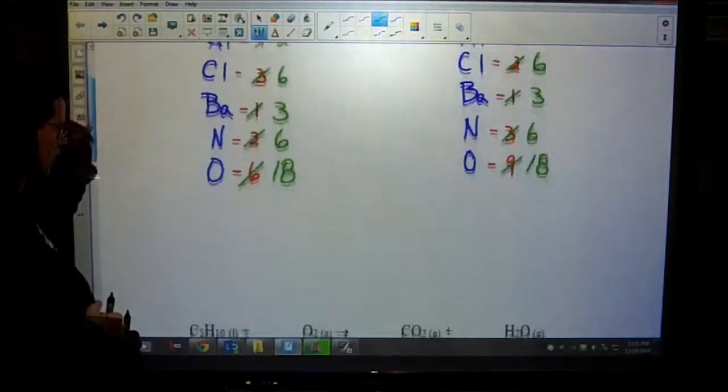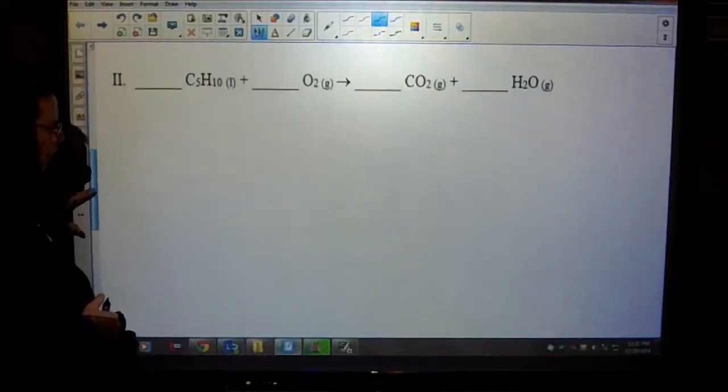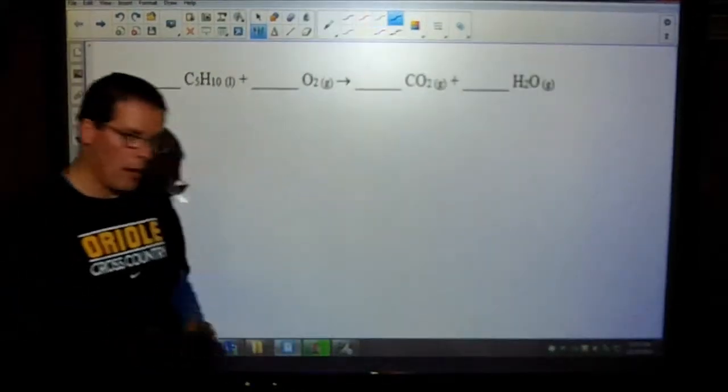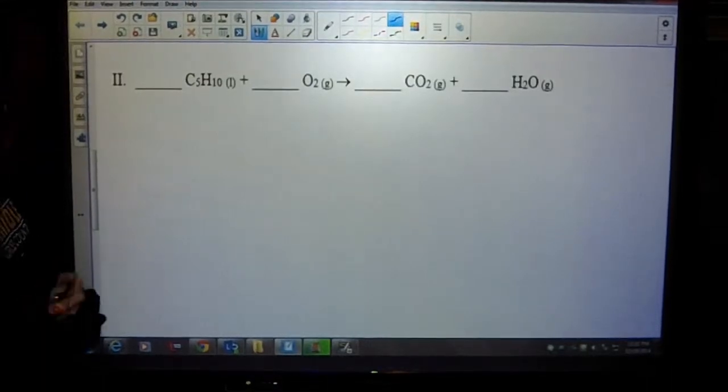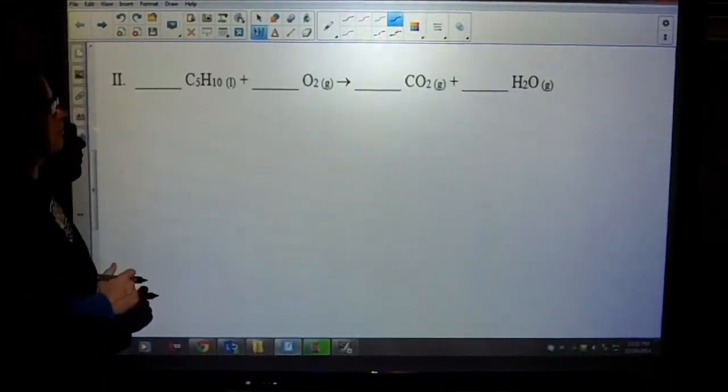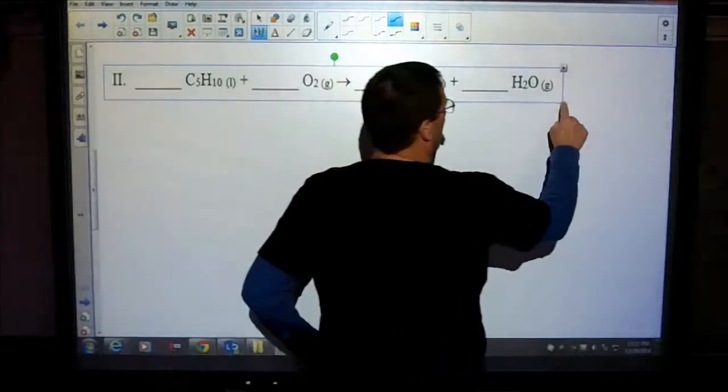All right, so let's look at number 2. These are probably the most difficult to balance. I'm not going to lie when I say that, but these are the most difficult to balance. These are called combustion reactions. Let's see if I can spread that out a little.